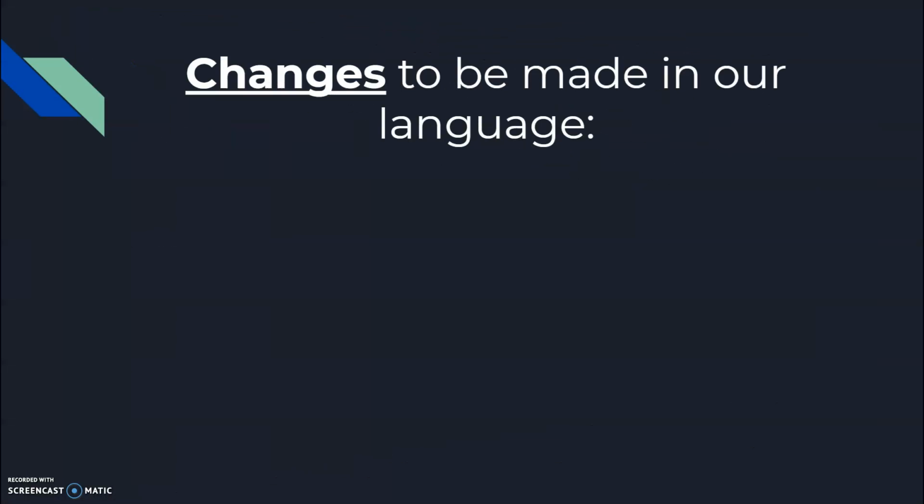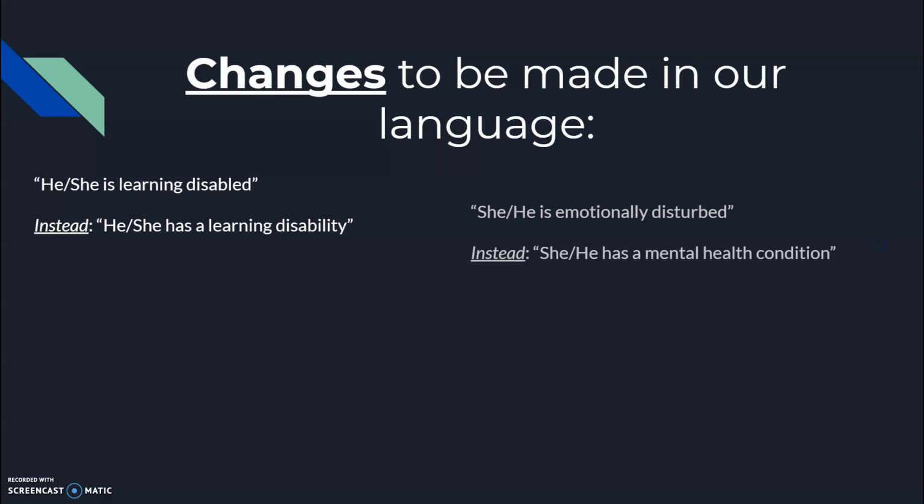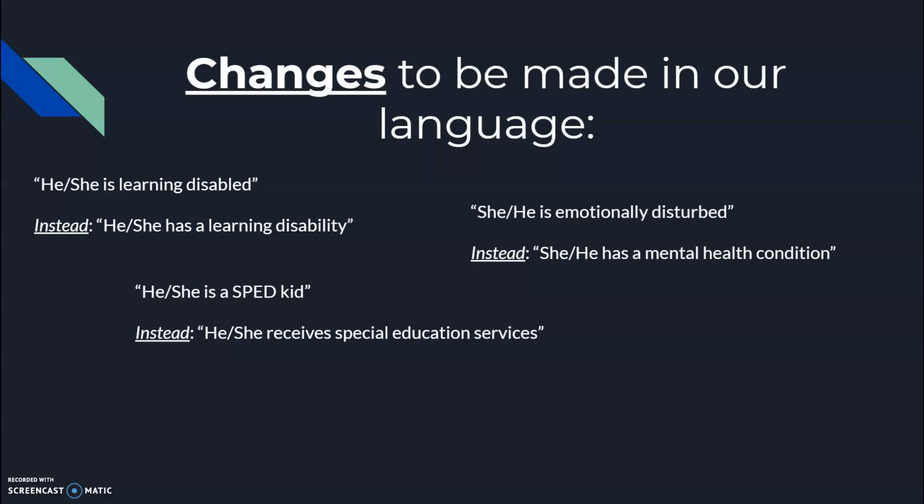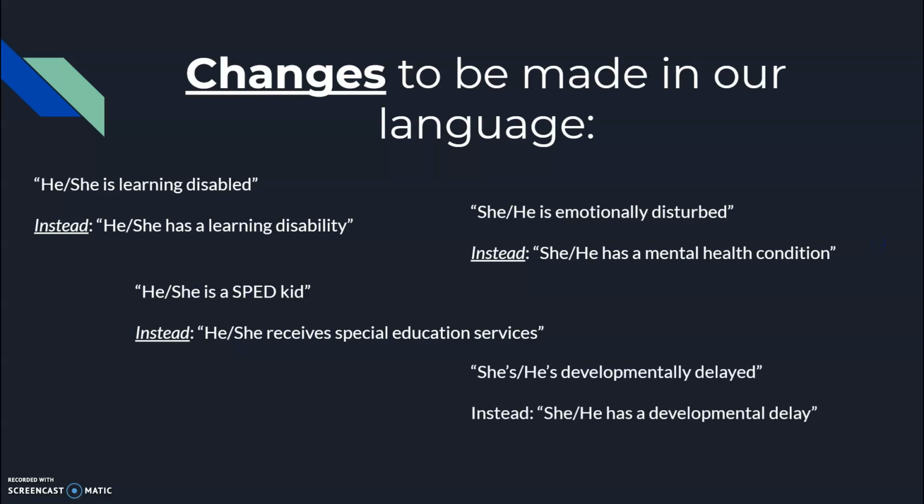Here are some ways that we can change our language. Instead of saying he is learning disabled, we can say he has a learning disability. Instead of saying she is emotionally disturbed, we can say she has a mental health condition. Instead of saying he is just a SPED kid, we could say he receives special education services. Instead of she's developmentally delayed, we can say she has a developmental delay. And instead of talking about a student's brain damage, we can say he has a brain injury or she has a brain injury.